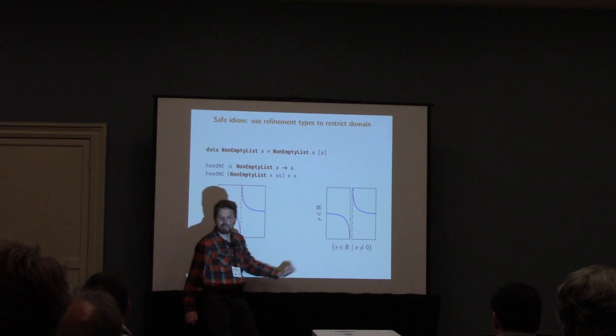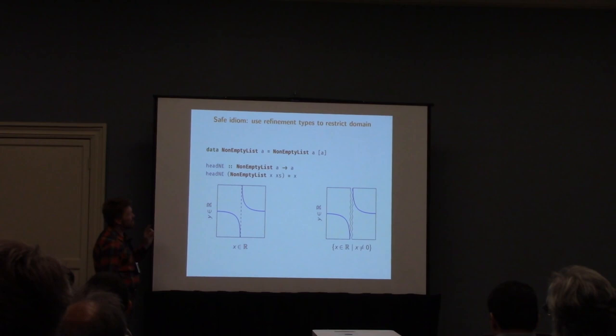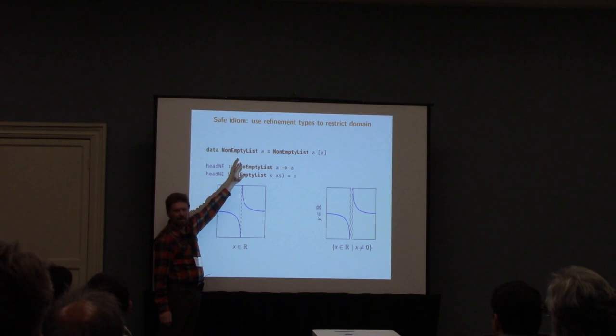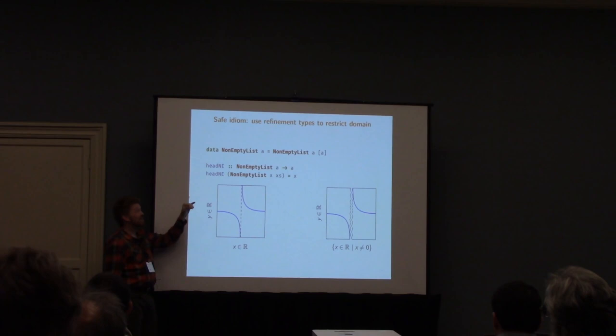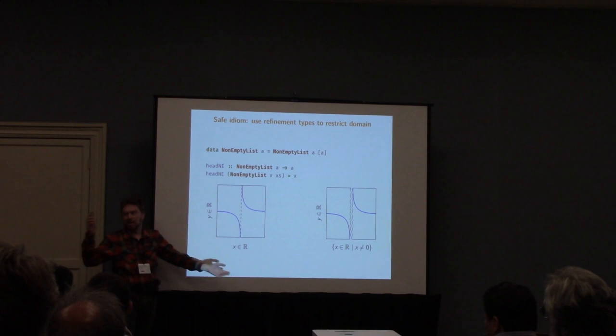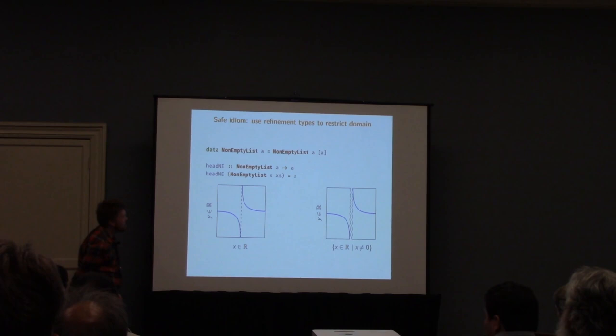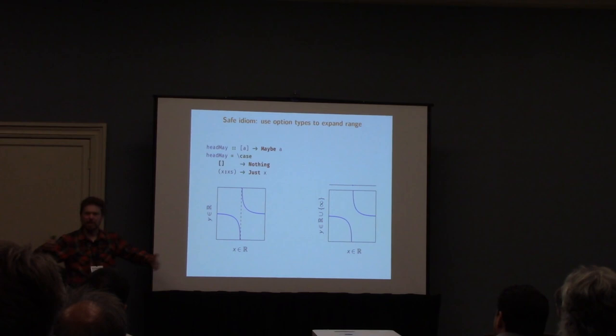So this is pretty useful, except that the library author has to predict what kind of restrictions of the domain they're going to need ahead of time. And then there's the big question of, are we going to re-implement length for non-empty lists? Are we going to re-implement, you know, everything in Data.List, everything in base? It's sort of a pain. And then the user has to remember a whole different set of functions to use for non-empty lists compared to what they're using for lists.